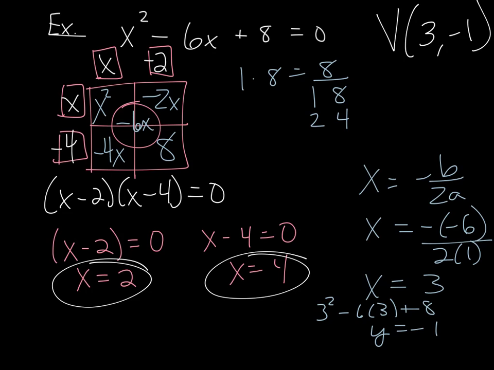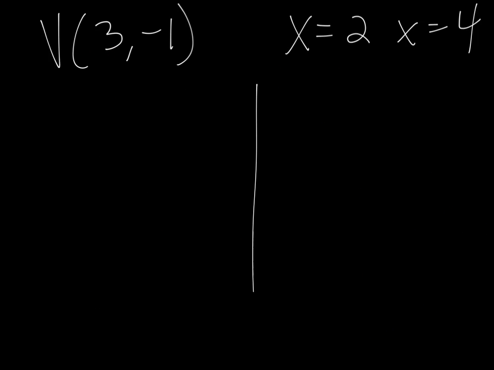All right, so I'm going to graph it on the next slide. All right, so now I'm going to graph this. Okay, so I'm going to grab my vertex, which is at 3, negative 1. And then I have both intercepts at x equals 2 and x equals 4.